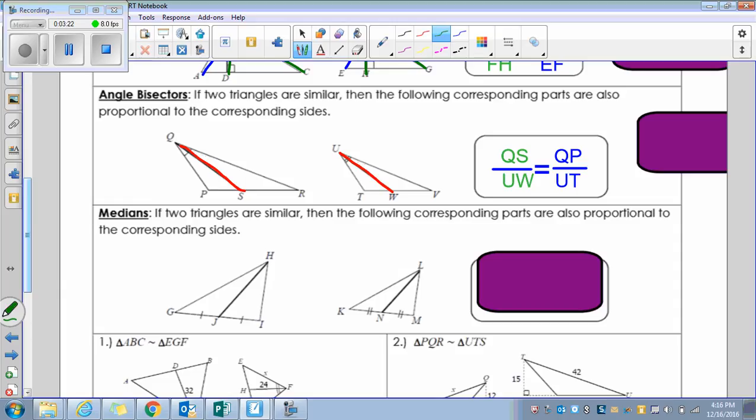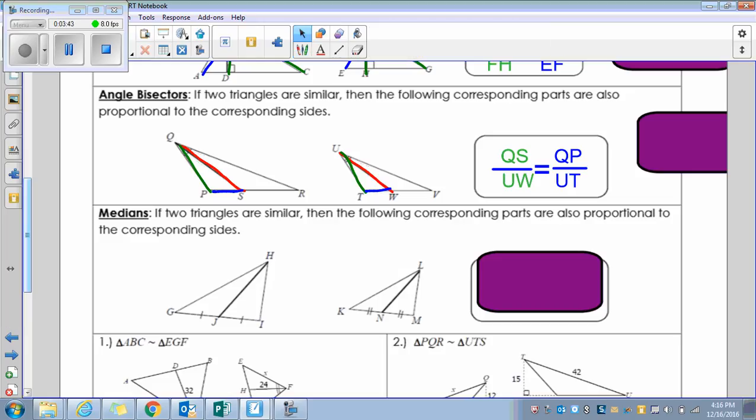So in this case, I just chose QP and UT. I could have chosen something else like PS and TW. I could have chosen SR and WV, as long as they are corresponding.